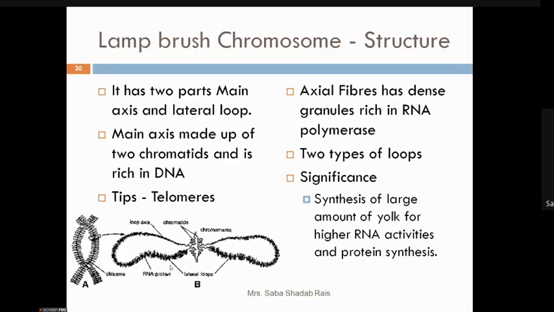Now, why is it present in the oocyte? What is so special about the oocyte? When we talk about its significance, we know that the oocyte requires the synthesis of a large amount of yolk. If the yolk is not deposited, how will the developing embryo get its nutrition? So this high amount of yolk to be deposited in the egg requires higher RNA activity and protein synthesis. So this is all about the lampbrush chromosome and the polytene chromosome.